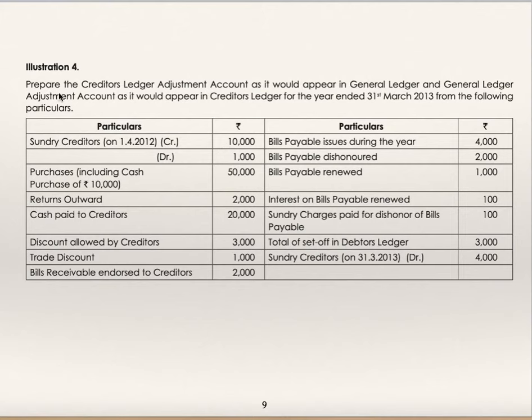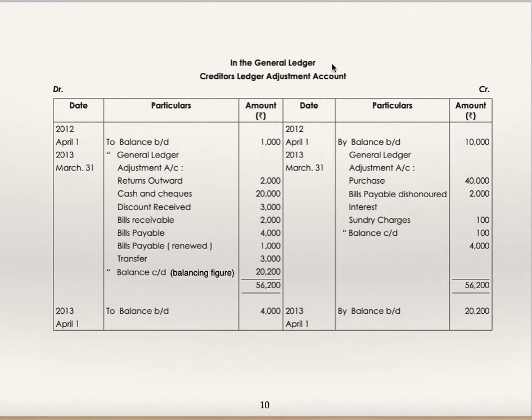Credit is always there, debit sometimes. In general ledger, creditors ledger adjustment account, by balance brought down 10,000, to balance brought down 1,000. Then give the heading by general ledger adjustment account and to general ledger adjustment account. Below that, these are the subheads. Always you have to use only two accounts, creditors ledger adjustment account and general ledger adjustment account. Do not write by purchase or by bills payable. These are the subheads. The main head is general ledger adjustment account.